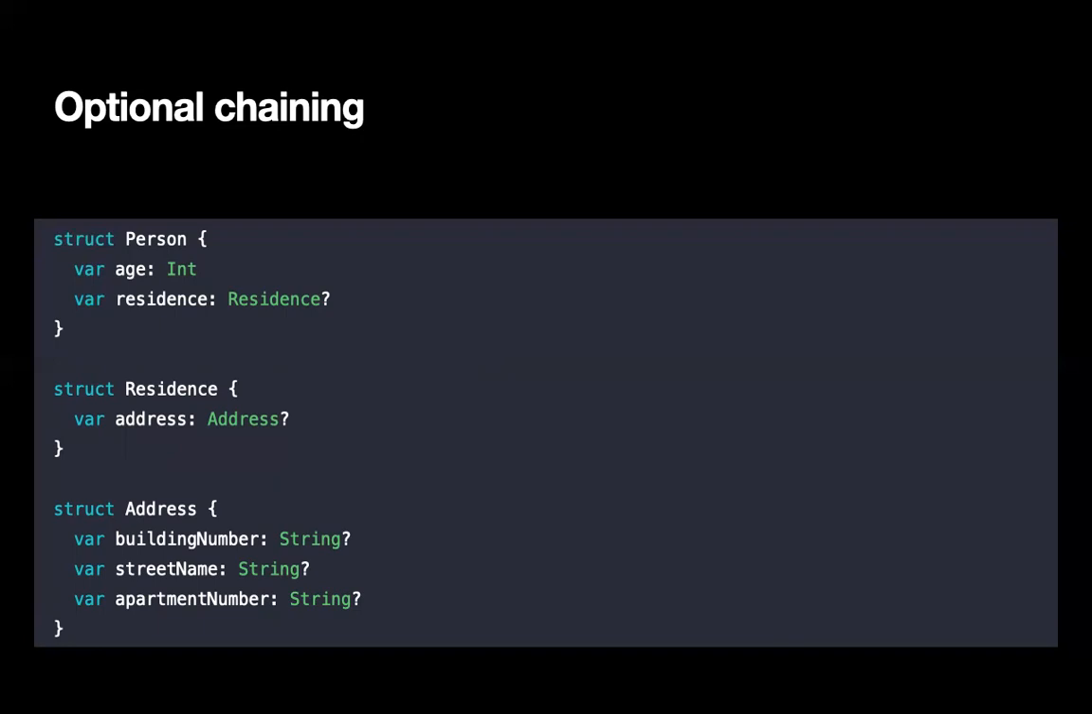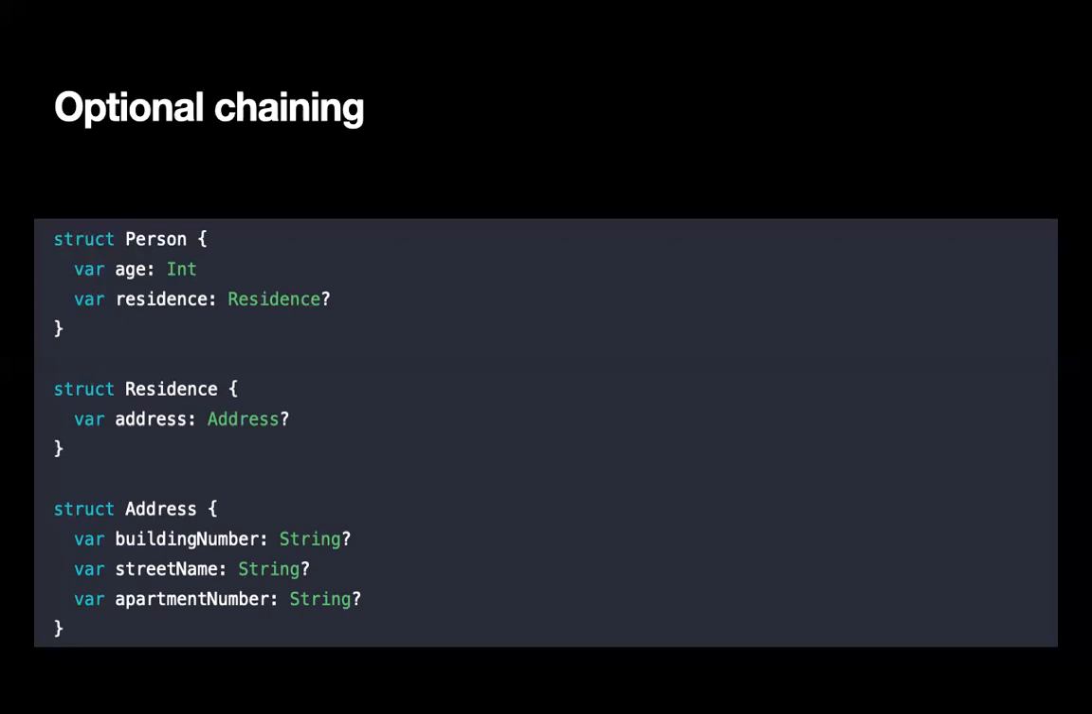We have created one structure called a person, having two properties. One is age, having the data type int. Second is residence, having the data type optional residence. Further, the residence may have an address or not. For that, we have created one more variable, that is address. Optional address is the data type for that. And further, the address may contain the building number, street number, and apartment number. Since it may contain them, the data type for all three is optional string.